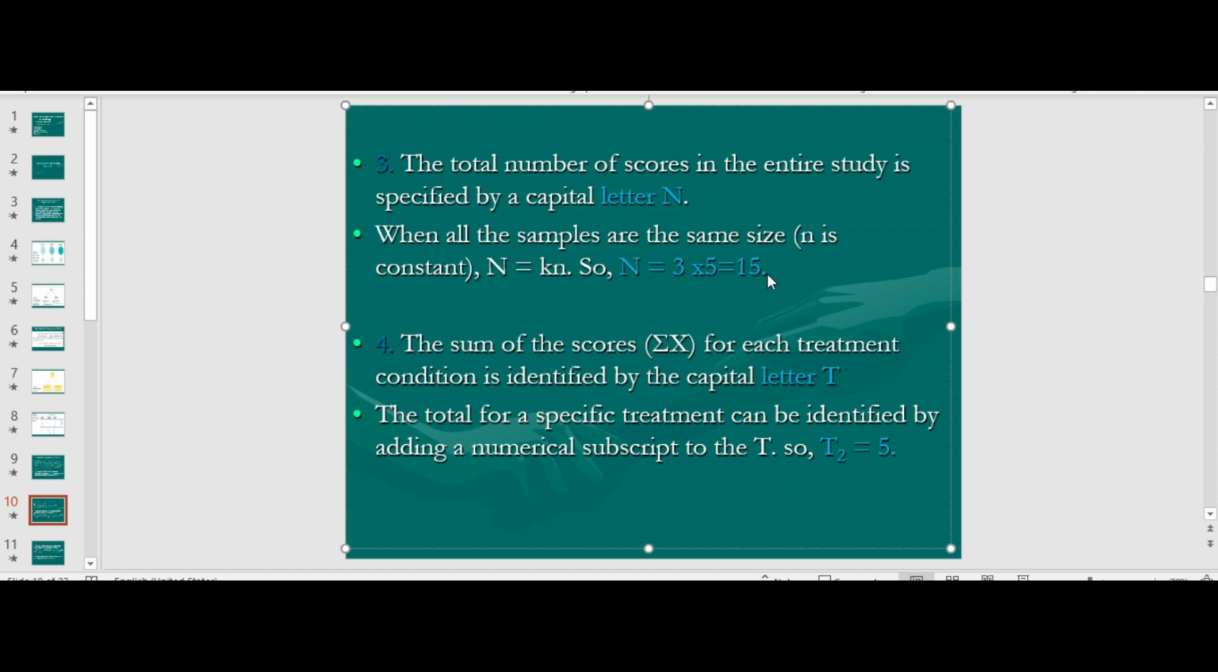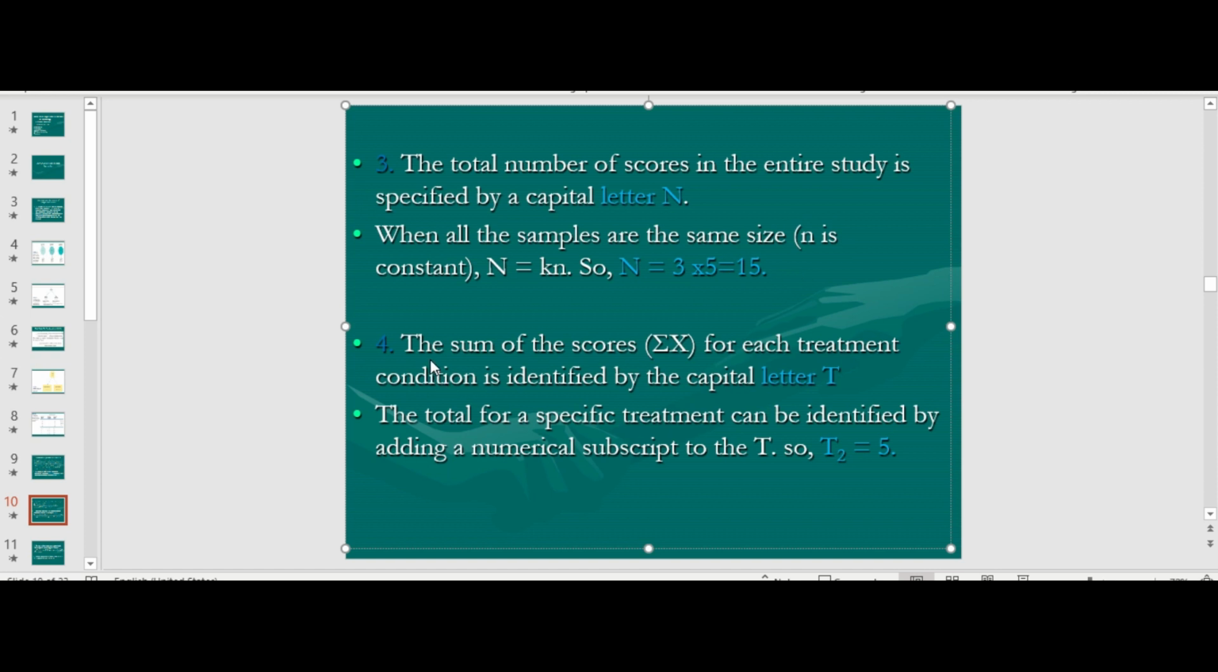लेकिन कुछ सिचुएशंस ऐसी भी होती हैं जहाँ पर सैम्पल साइज़ इक्वल नहीं होता, जहाँ पर सैम्पल साइज़ इक्वल नहीं होता वहाँ हम इस फार्मूले को यूज़ करके N कैलकुलेट नहीं कर सकते. उसके लिए फिर हमें ये 4 ट्रीटमेंट्स हैं, या IV की 4 लेवल्स हैं, तो उन सबको प्लस करके फिर हमें लिखना पड़ेगा कि N कितना बना है.